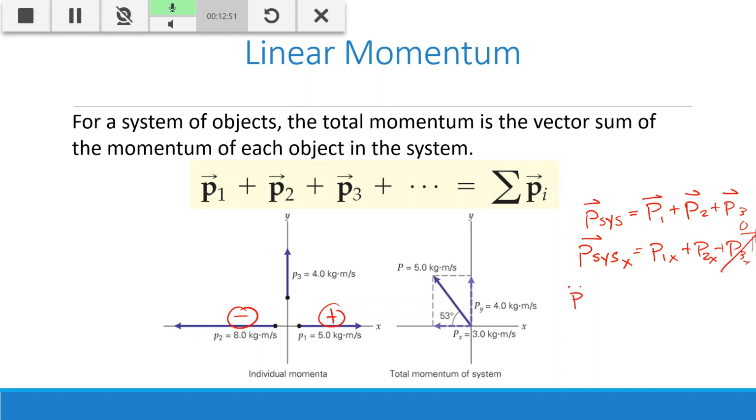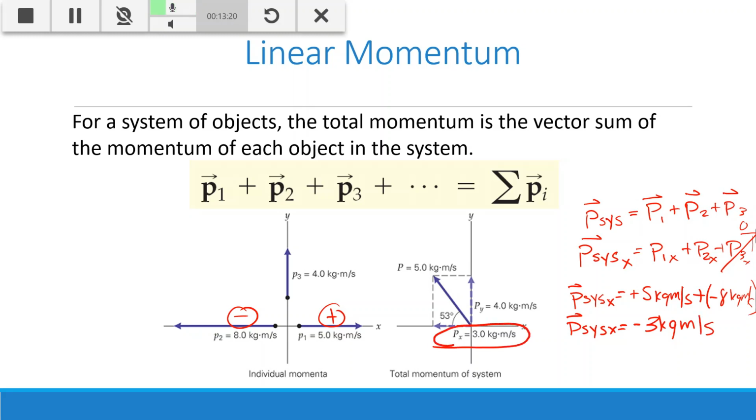So the momentum of my system in the x direction is going to be P1x, which is a positive 5 kilogram meters per second, and then I would add a negative 8 kilogram meters per second for object 2. So this gives us a momentum of the system in the x direction of negative 3 kilogram meters per second. So it's going to be to the left at 3 kilogram meters per second. And so that's what this is showing right here. So we have a momentum to the left of 3 kilogram meters per second.